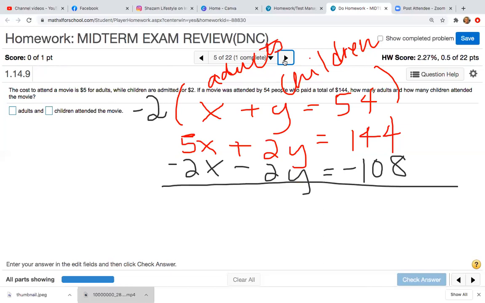So this cancels out the y variable, and then you add what's left over, so that leaves you with 3x is equal to 36, a positive 36 at that.